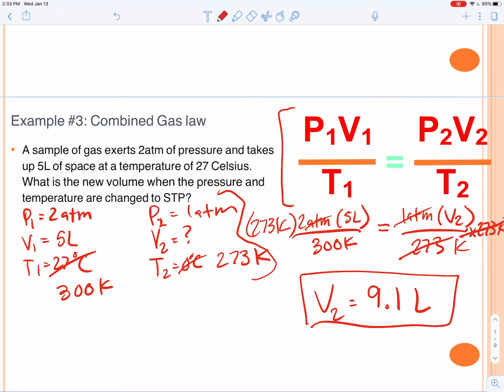Okay, and that's how you solve these combined gas law problems. Just a little more numbers involved, but the idea is the same. We list out what we're given, we convert to Kelvin, and then we plug it into the equation.